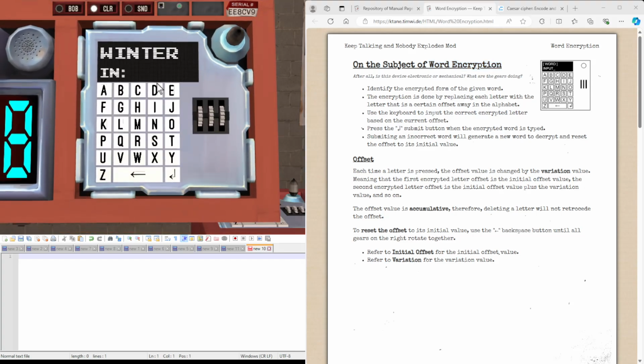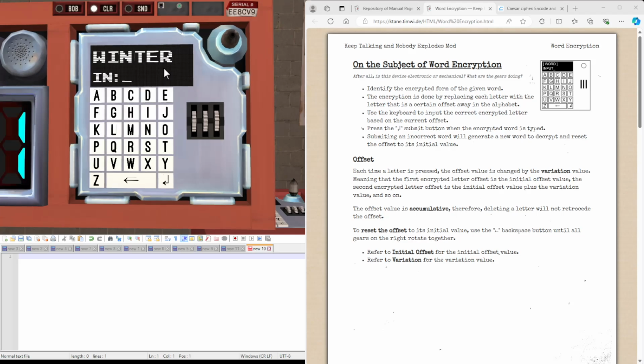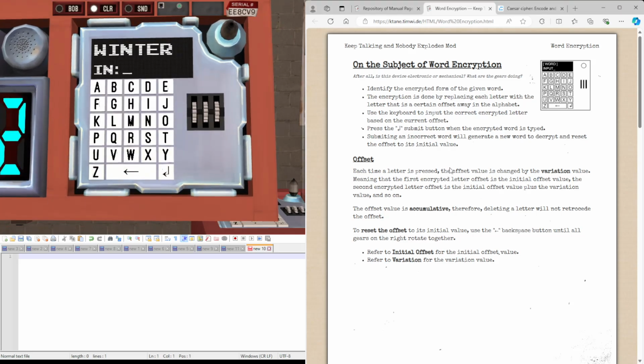This is what the module will look like. You'll have these rotors and a keypad, and a word on the screen which we could be encoding, as the name would suggest. How we're going to encode this is sort of an iterative Caesar cipher, where we're going to figure out an offset value, which is basically the first value we're going to shift it by, and the variation value, which is how much we're going to change that shift by.